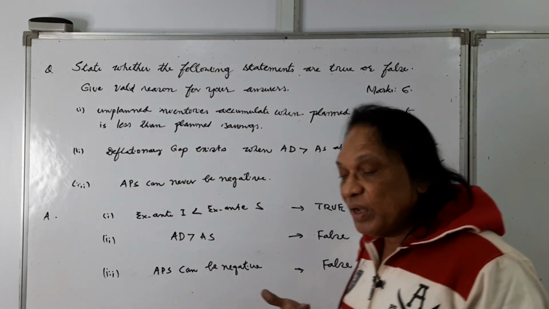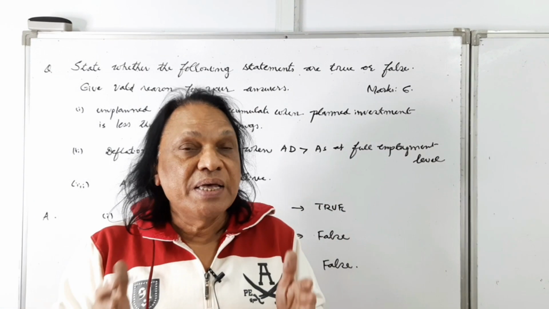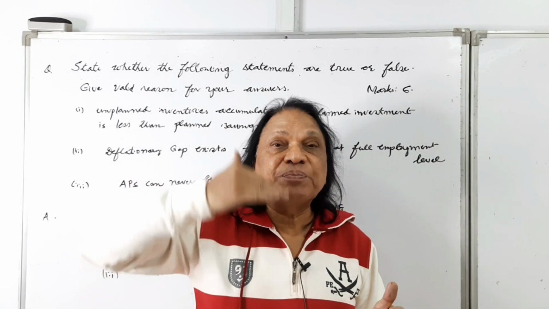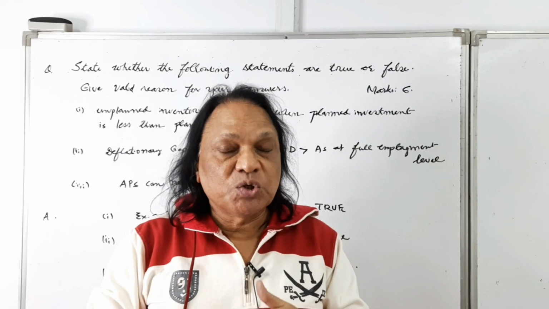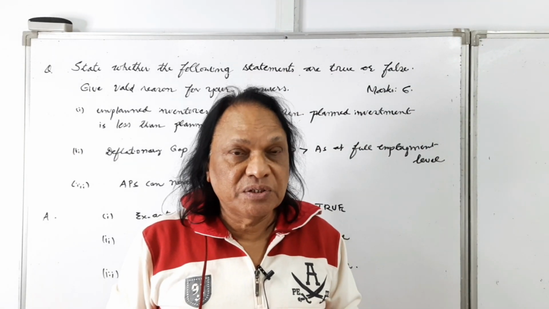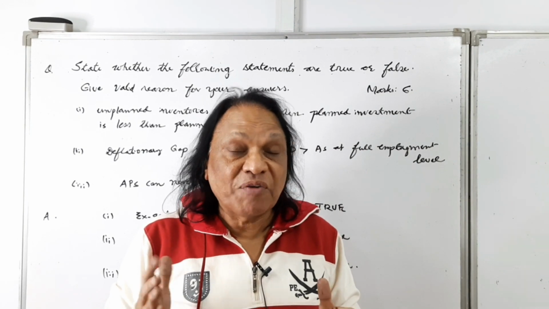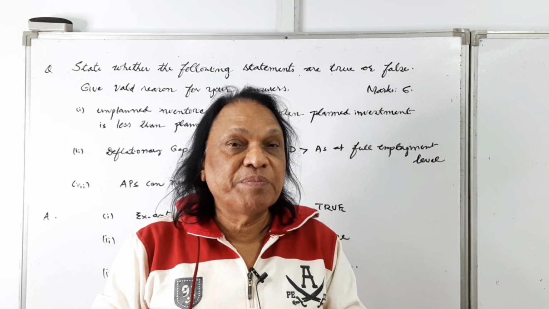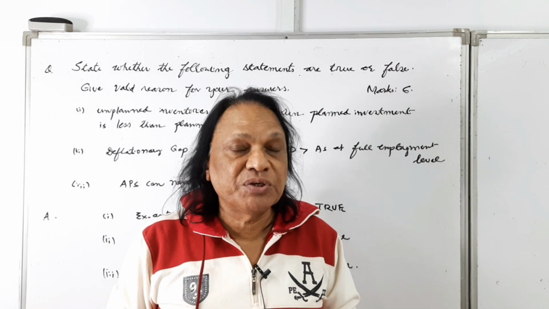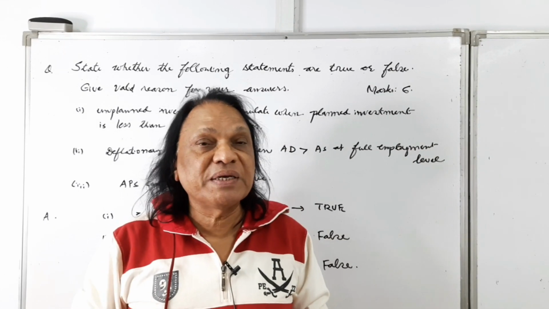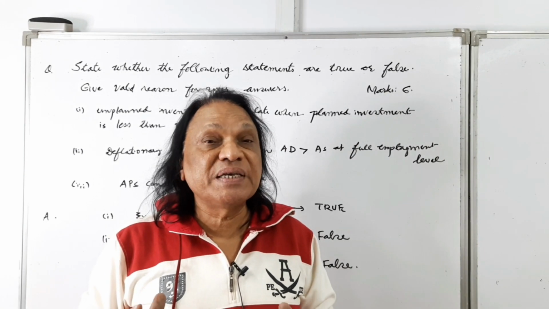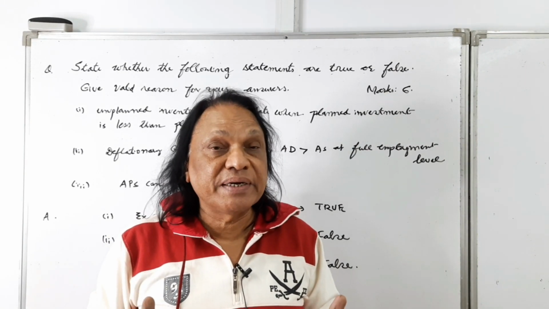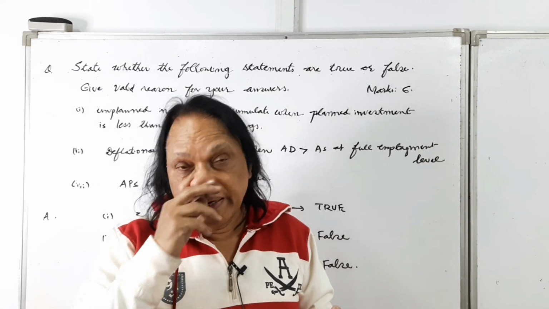To gain more knowledge, I'll tell you at the break-even point, APS will be 0. Before the break-even point, consumption is greater than income, hence savings will be negative, so APS will be negative. After the break-even point, APS will be positive. APS can be 0, APS can be negative, APS can be positive. But APC can never be 0. Mind it, APC can never be negative.